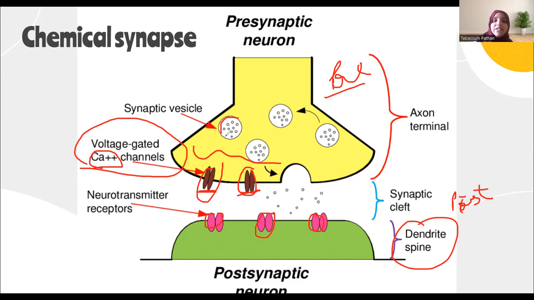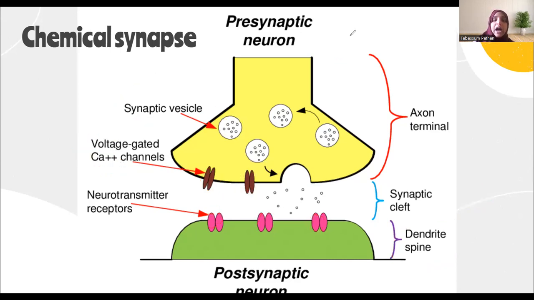And these are the vesicles which will carry the chemical information, or the neurotransmitters, as you say. The signal is transmitted in the form of these neurotransmitters. So they are known as synaptic vesicles.